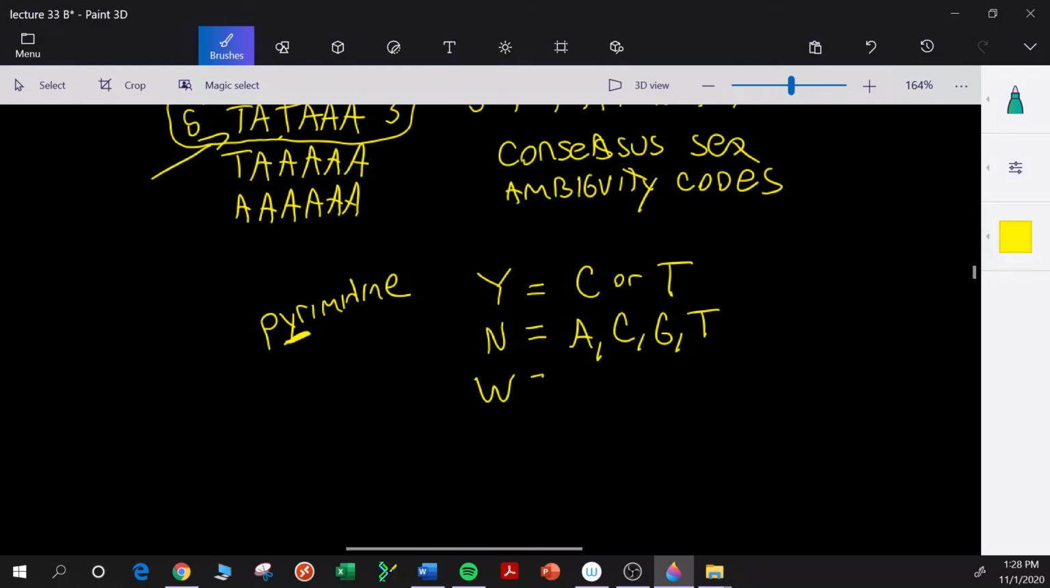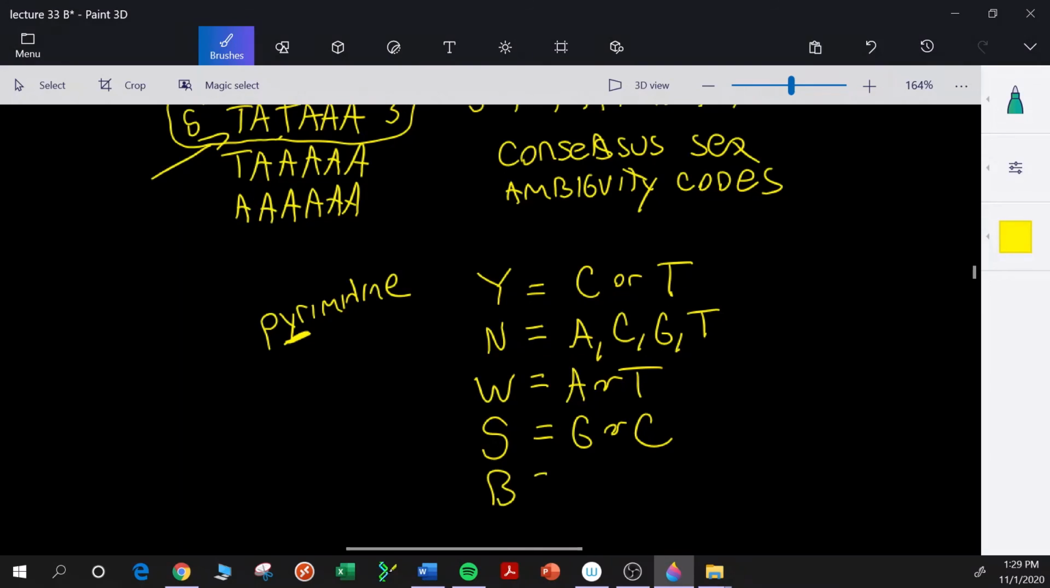W is used for any of the weak bases, so bases that form 2 hydrogen bonds in a base pair. So what are those? A or T, right? A or T. S is for the strong bases, so G or C. Those form 3 hydrogen bonds in a base pair.